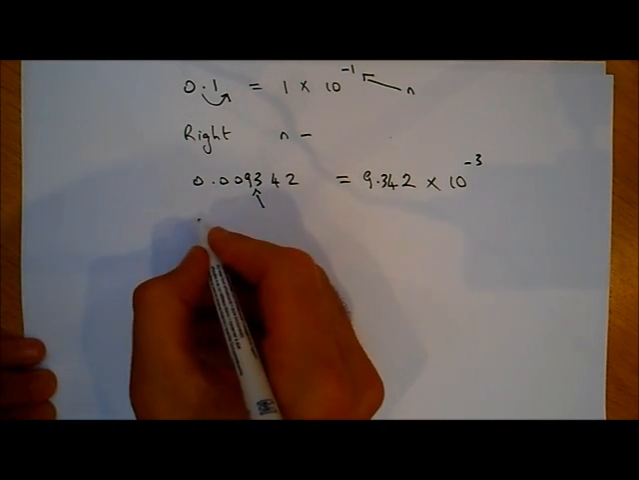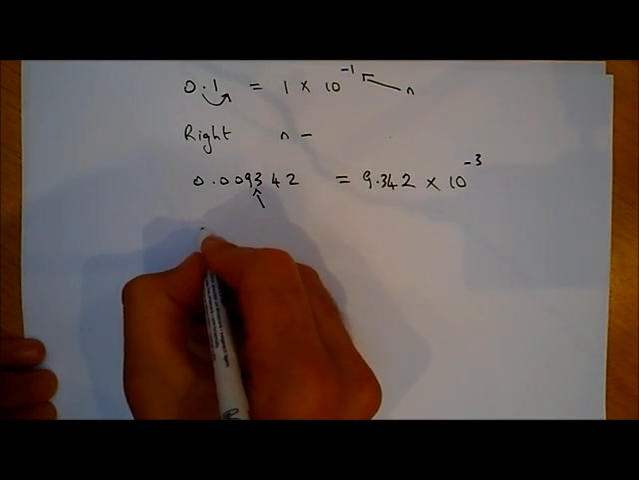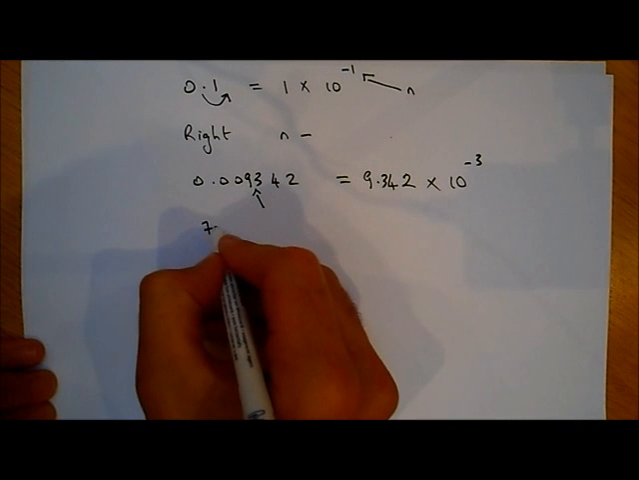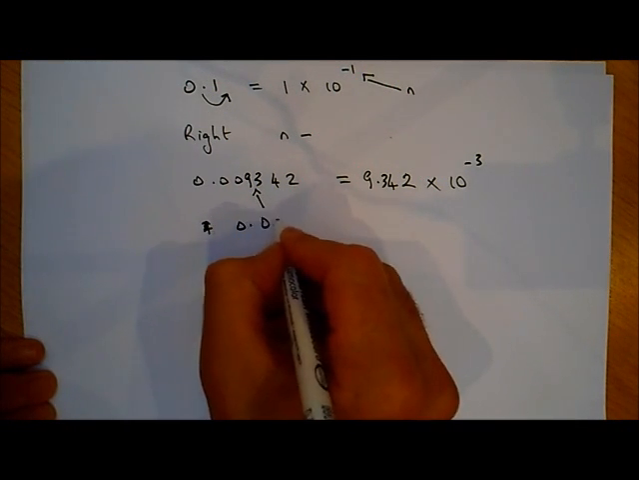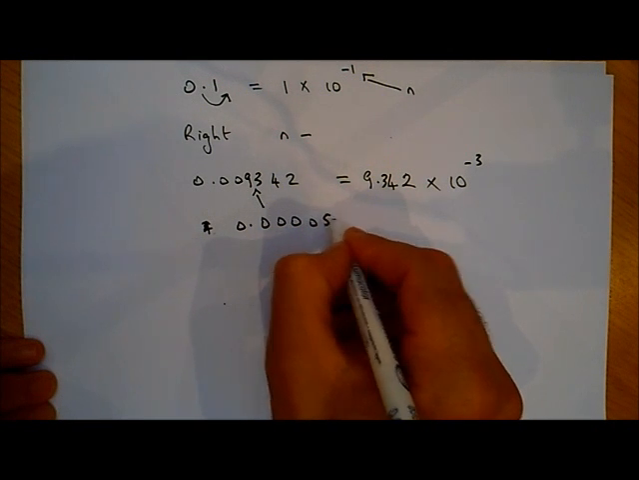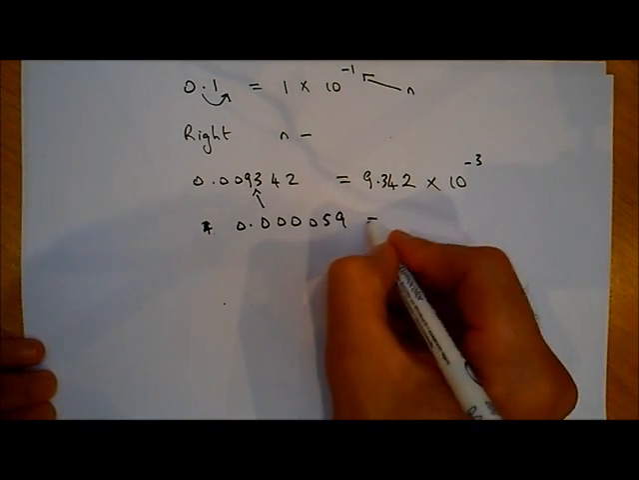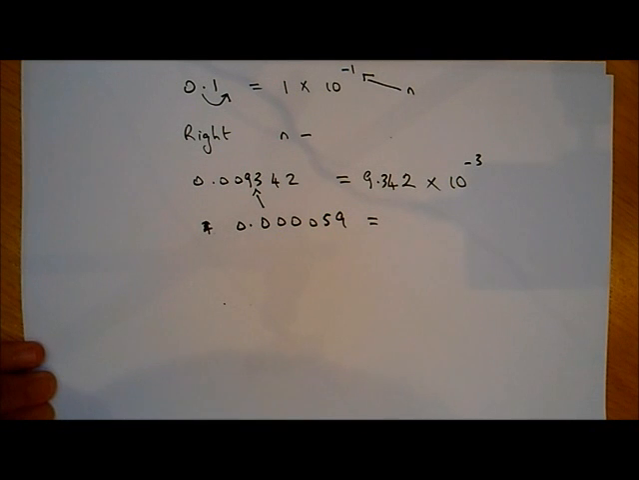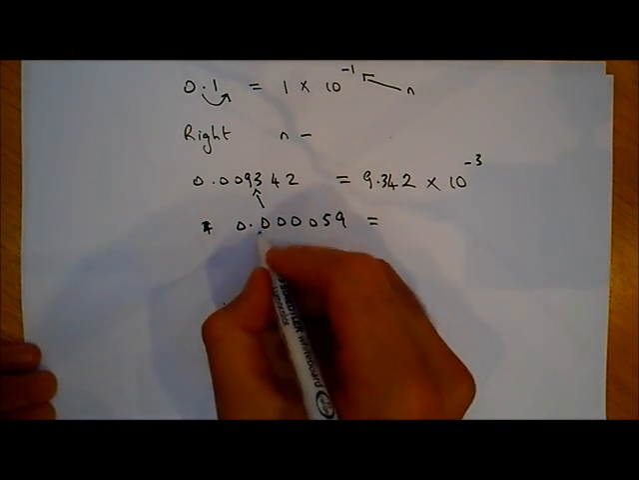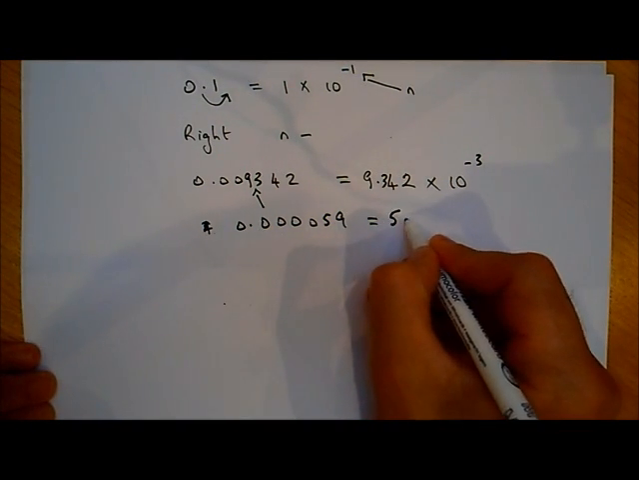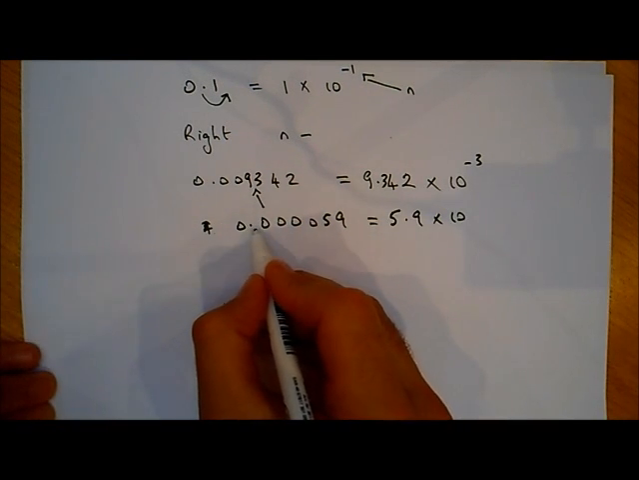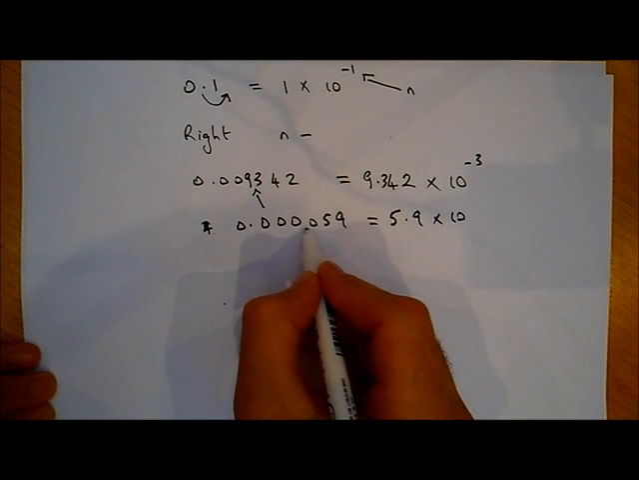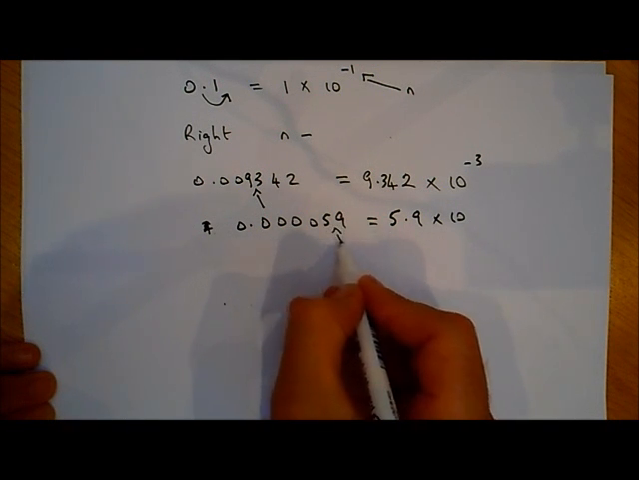Let's have a look at one more example. We want a small number, so say 0.000059. Okay, what would that be in scientific notation? So in scientific notation, we're going to get 5.9 multiplied by 10 to the power of, and we're going to move the decimal point to the right, 1, 2, 3, 4, 5 spaces to get it into here.